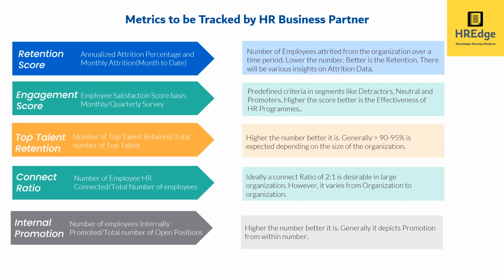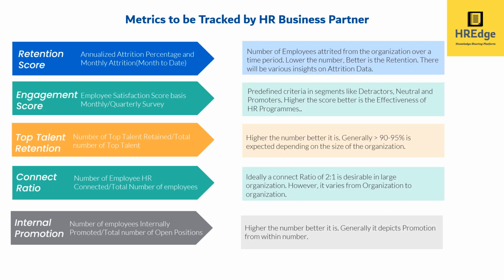How will that score be computed and segregated? For example, if it's a scale of 1 to 5, 5 being the highest and 1 being the lowest, then if anybody scores between 1 and 2.99, they are considered detractors. 3 to 3.99 is considered neutral, and 4 and above is considered promoters. Basically, these people are your brand ambassadors. Obviously, the higher the score, the better the effectiveness of the HR programs.